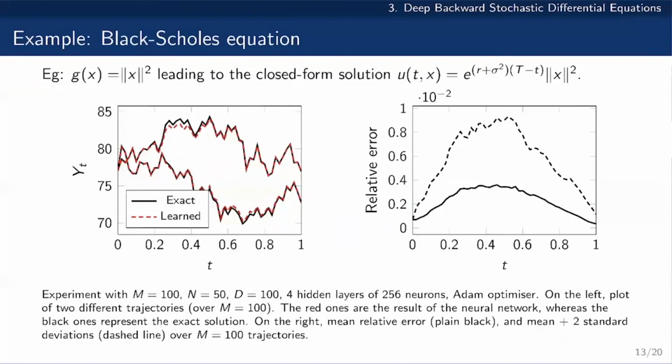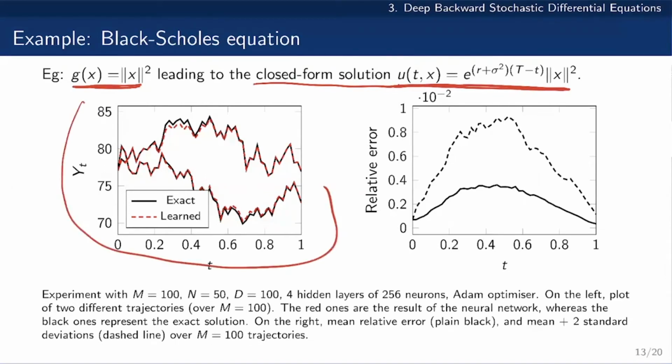So here is the example of the Black-Scholes equation. We try to solve the Black-Scholes equation with a very specific terminal condition, which is easy. The reason we have chosen that is because we know the closed form solution is that function, okay? So we are able to compare the performance of the neural network versus the closed form solution, okay? And on this graph, you can see two different paths, the exact one and the one that has been learned using the neural network.